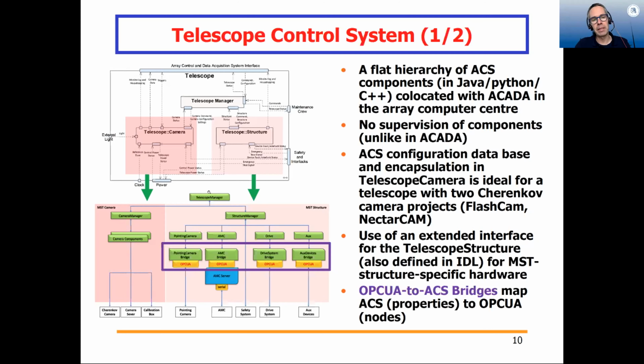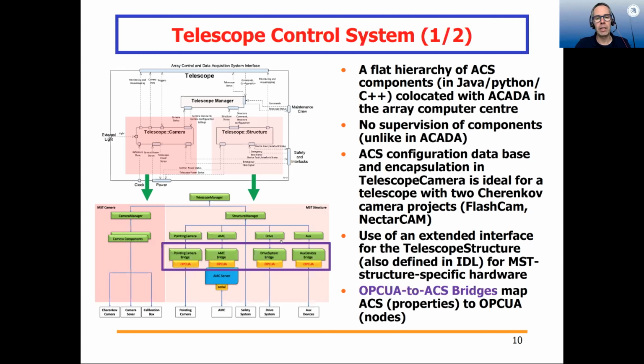So when you have implemented the telescope manager and the structure manager, here all these green boxes are ACS components, then you really have to look at the hardware. So here at this level, we have ACS components that really control our hardware. And since this is specific to the MST telescope, we have decided to use an extended interface for the telescope structure. So this part here is specific for the MST specific hardware. So if you have a pointing camera, then it will show up in this part. It's invisible to Arcada, but later on MST personnel can use it to, say, commission or calibrate the telescope.